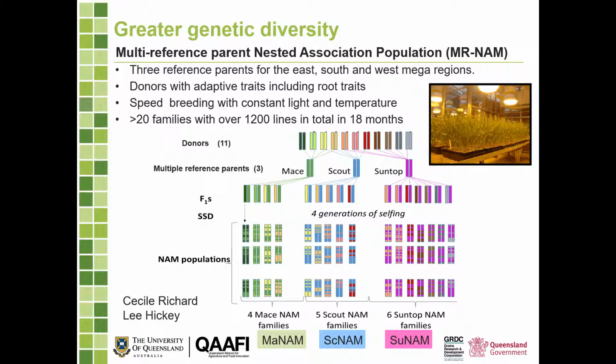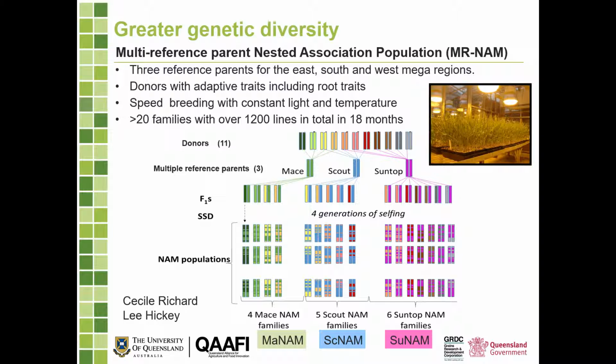So we've developed a multi-reference nested association mapping population to incorporate some of these traits that we're after into adapted wheat backgrounds. We've got 3 reference parents here for 3 component NAM populations in this overall population. We've got one for the eastern environment that I just talked about, one for the southern environment, and the western environment that I pointed out at the beginning of the talk.